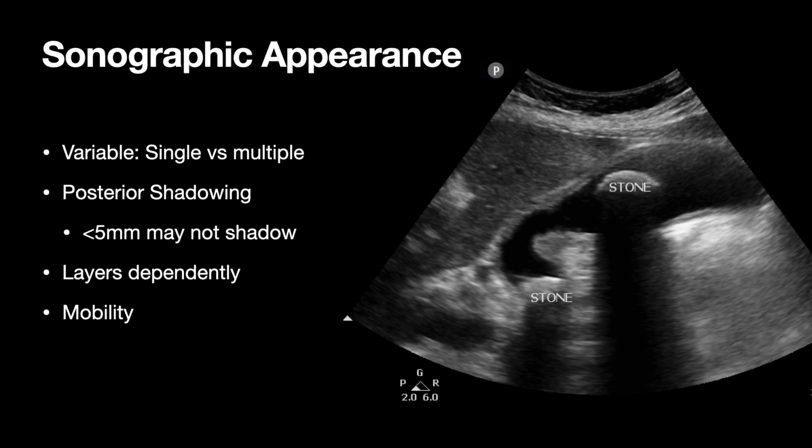Other features here is they tend to layer dependently, right? They're gravity dependent things. So they're more dense than the bile around them, and so they're going to sink to the bottom because of gravity. If you have the patient on their back, roll them to the left, roll them to the right, you should notice a movement of these stones relative to other structures in the gallbladder, depicting this mobility that shows that this gallstone is there, but not impacted, right?